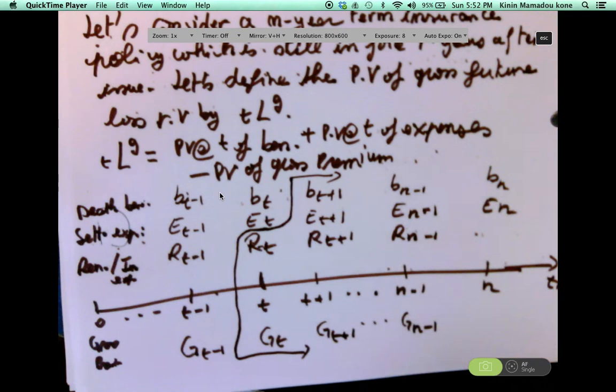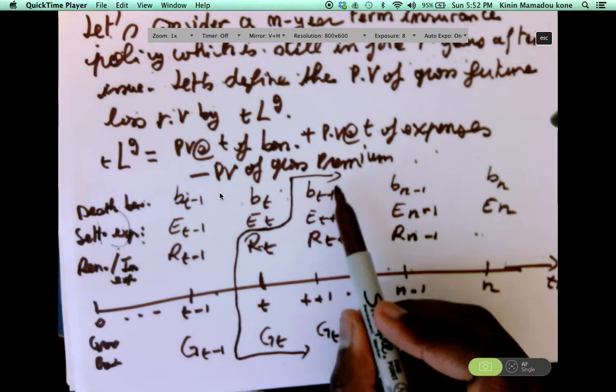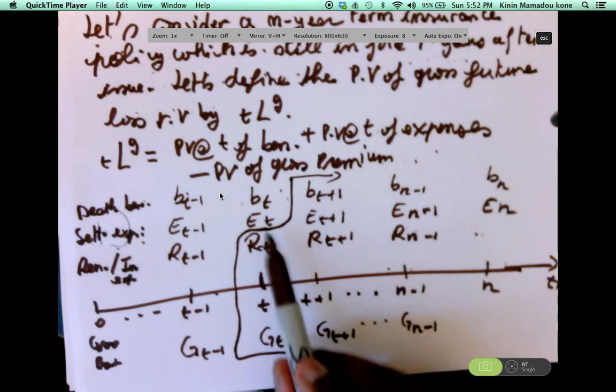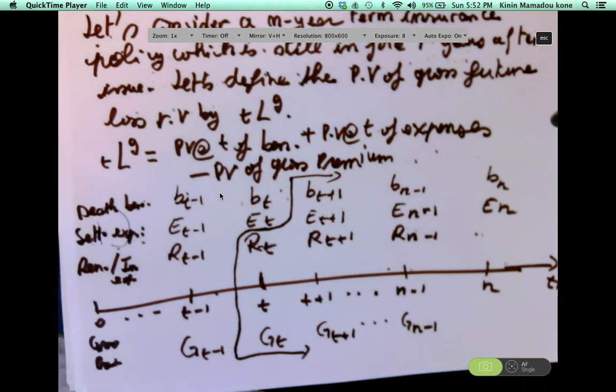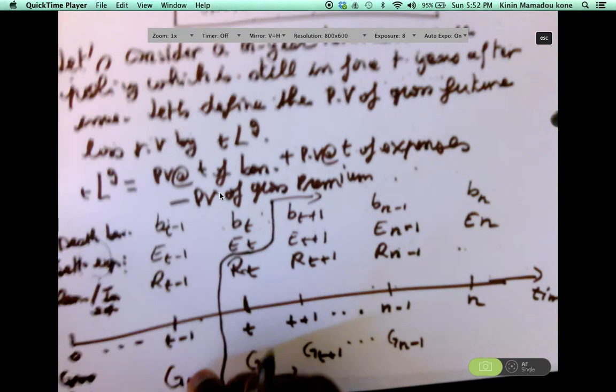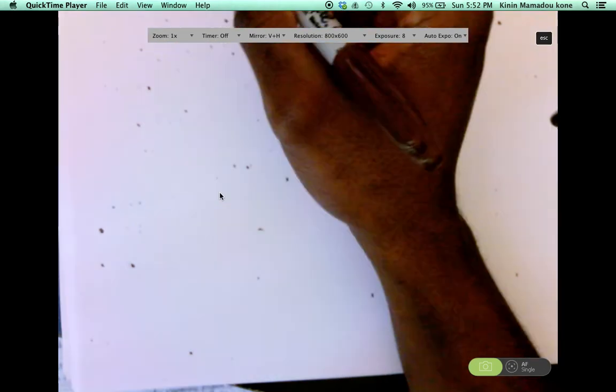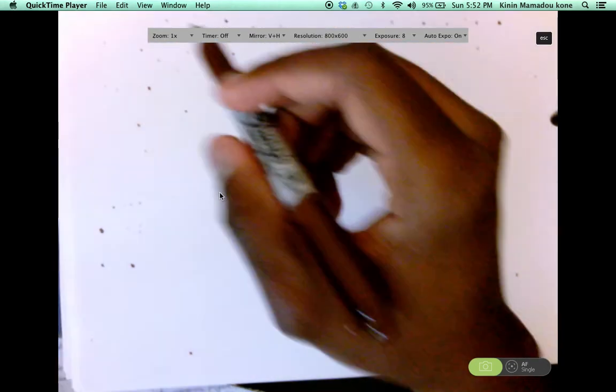Okay, so all the cash flows after time t are considered for the loss at time t. So the present value at time t of expenses, we're going to consider, includes the renewal at time t.